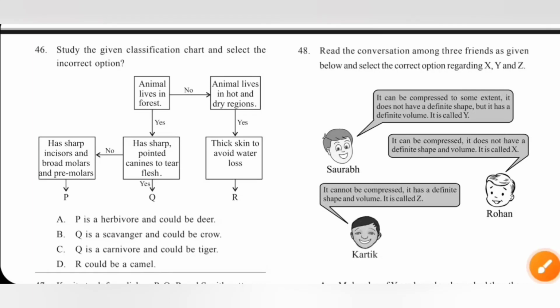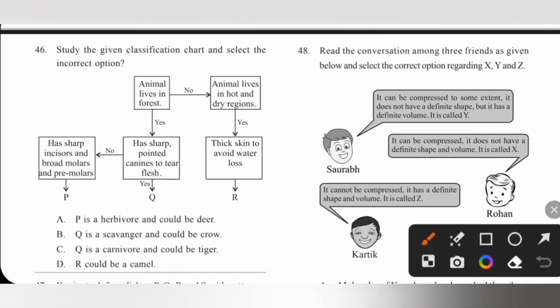Study the given classification chart and select the incorrect option. P is an animal which lives in forest and has sharp incisors and broad molars and premolars. Q is an animal which lives in forest. It has sharp pointed canines to tear the flesh. And R is an animal which lives in desert, that is hot and dry region. It has thick skin to avoid water loss.